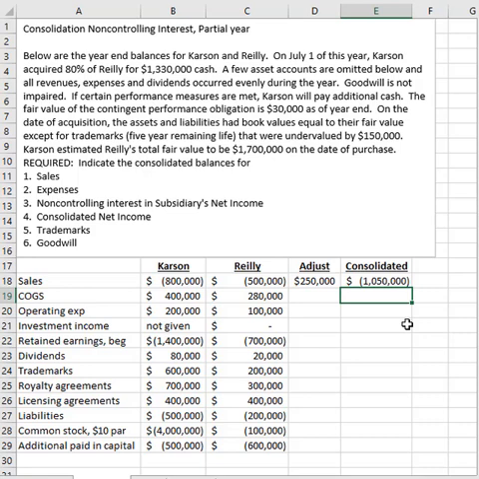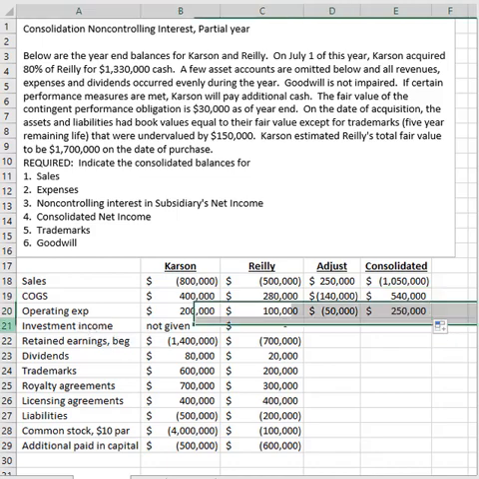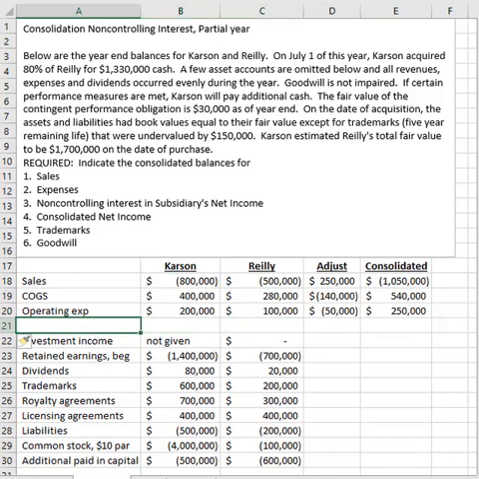Okay, so that's sales. What about expenses? We have 2 kinds of expenses: cost of goods sold and operating expenses. So we're going to take out half of those for the subsidiary. Okay, so the consolidated expenses is going to be those 2 columns added together. Oh, wait a minute now. We've got to expense the fair value over book value. So let's take a look at that.